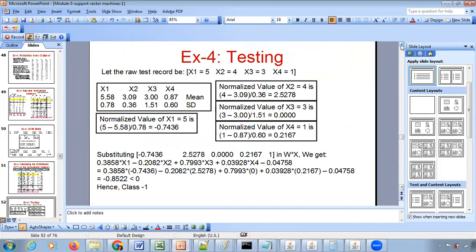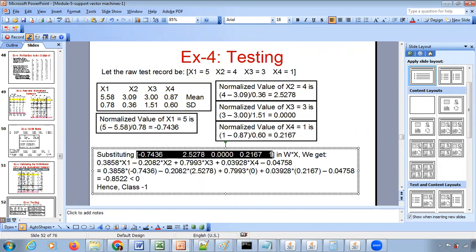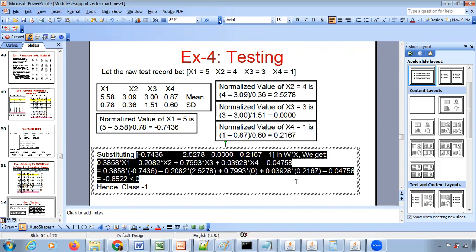So if you're testing, fine, let's use this as a test case and get the normalized version of x1, x2, x3, and x4 using the corresponding mean and standard deviation. Substituting along with the bias one in w times x, we get -0.8522, and that's less than 0. So if w times x is less than 0, that belongs to class -1.